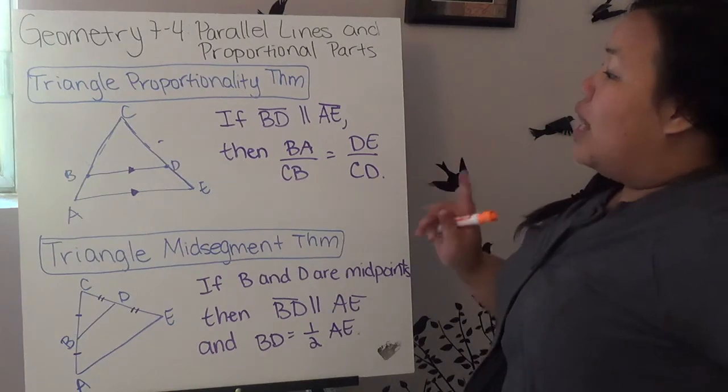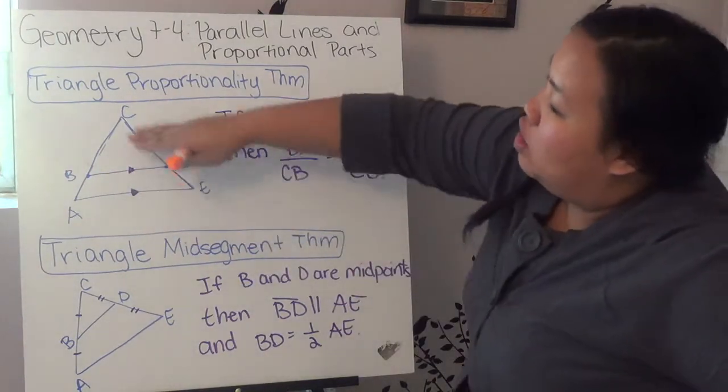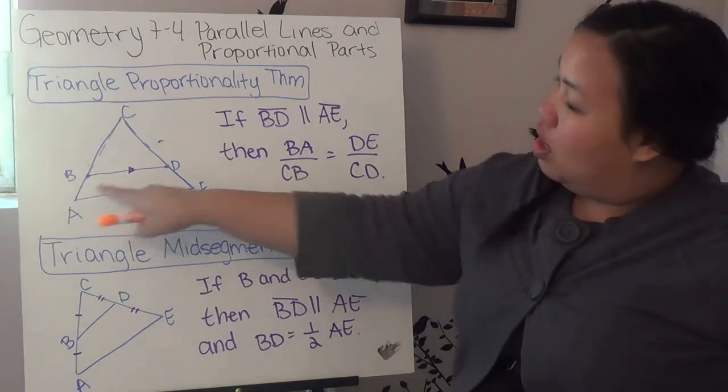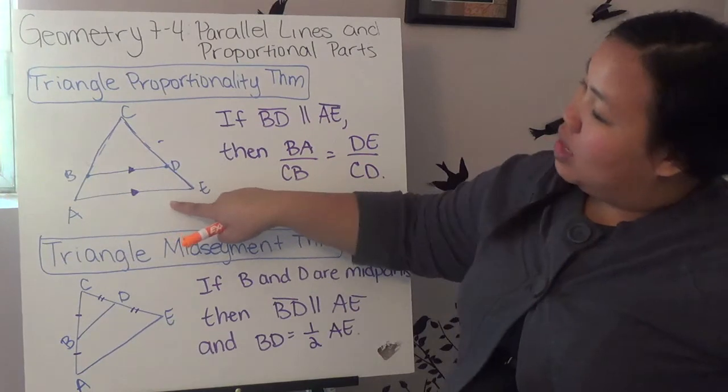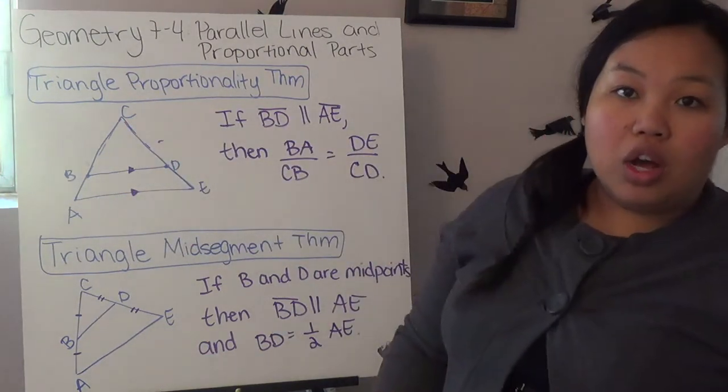Basically that states if I draw a line anywhere in the triangle, it doesn't matter where in the triangle, as long as it's parallel to one of the sides. So if I drew it this way and it's parallel to here, then I created a proportion.